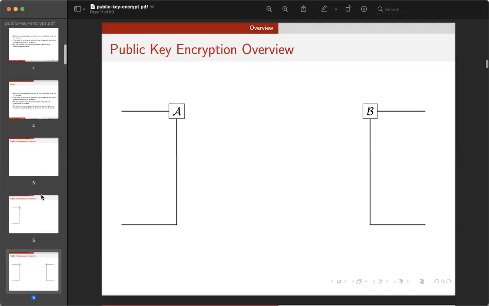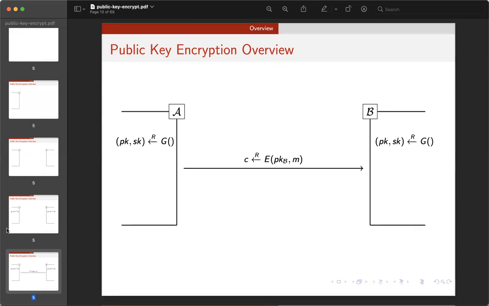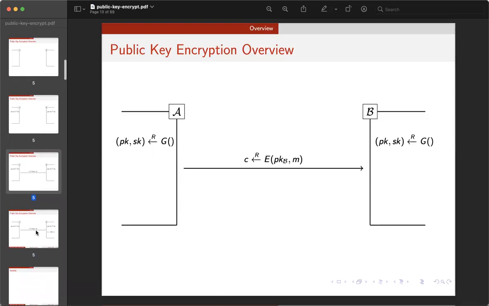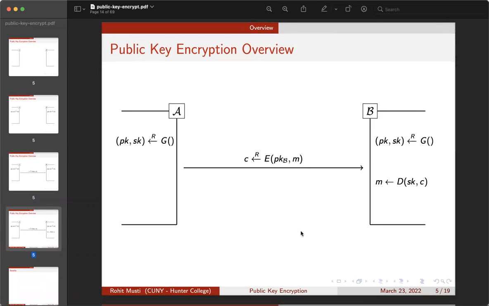So public key encryption overview. We have our friend Alice, and we have her friend Bob. They can both generate their own public key and secret key. Alice can then send a ciphertext C that was encrypted using Bob's public key on a message M. Then Bob can decrypt that message using the decrypt function with the secret key and the ciphertext to produce the message M. So what does that look like?